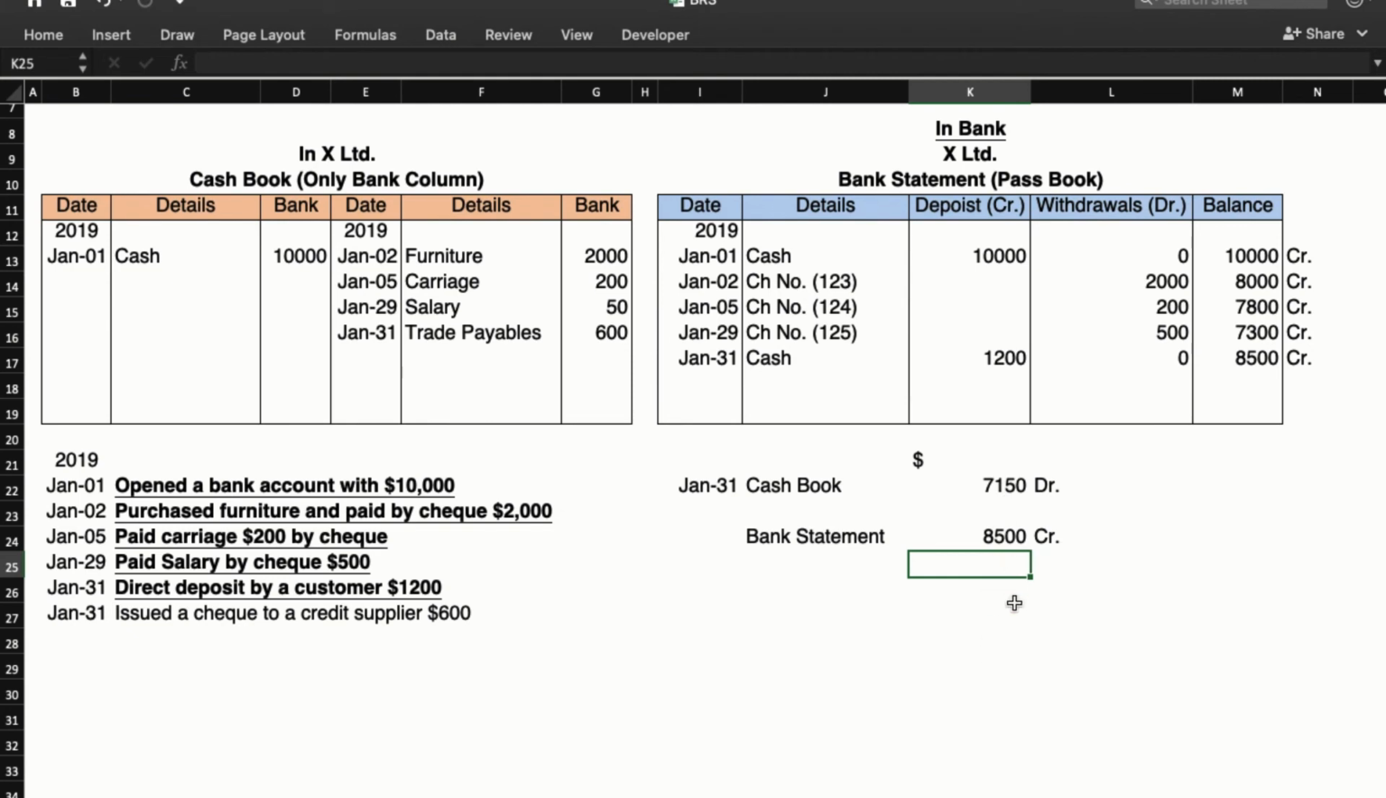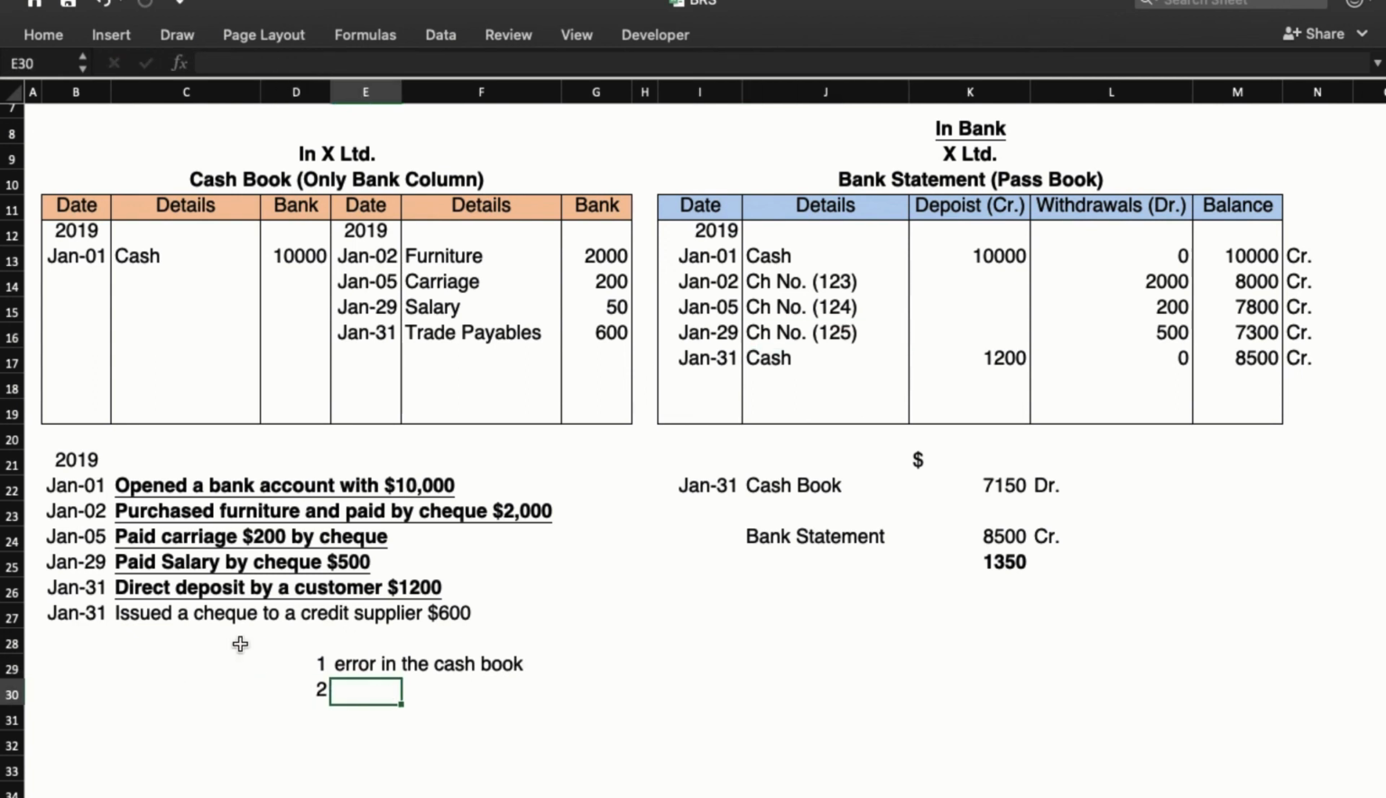So both the books are showing different balances. Earlier, both the books were showing the same balances, but now they are showing different balances. There is a difference of $1,350. So we can understand why both the balances are not the same. Here we can find three reasons. The first is the error made by me while recording this salary payment in the cash book. Instead of writing $500, I wrote $50. This is the first reason: error in the cash book.